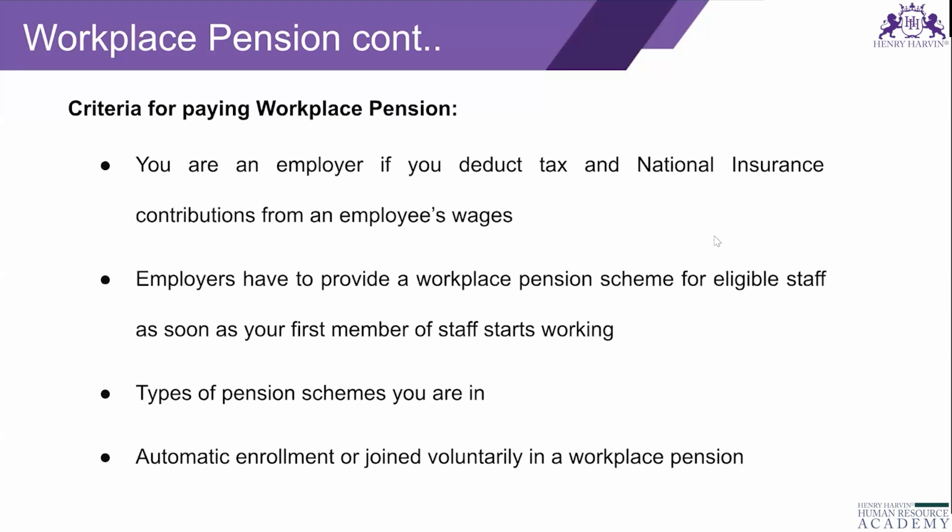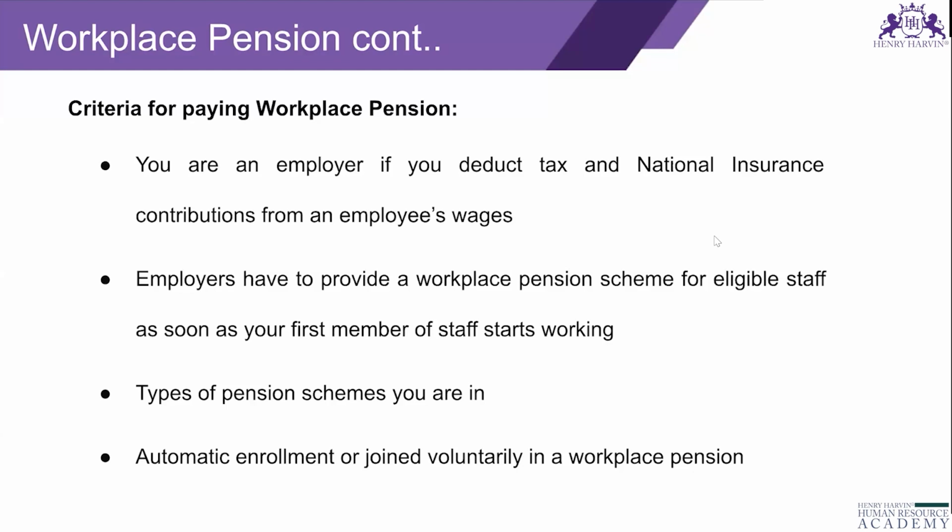So now the criteria for workplace pension. You are an employer if you deduct tax and national insurance contributions from an employee's wages, which means you are an employer. Employer means you have employees. Then you can start the auto enrollment, and you deduct tax and national insurance because you are an employer. There is no criteria on how much tax or NIC you deduct. You are just an employer. That is the criteria. Otherwise, for whom will you prepare the scheme?